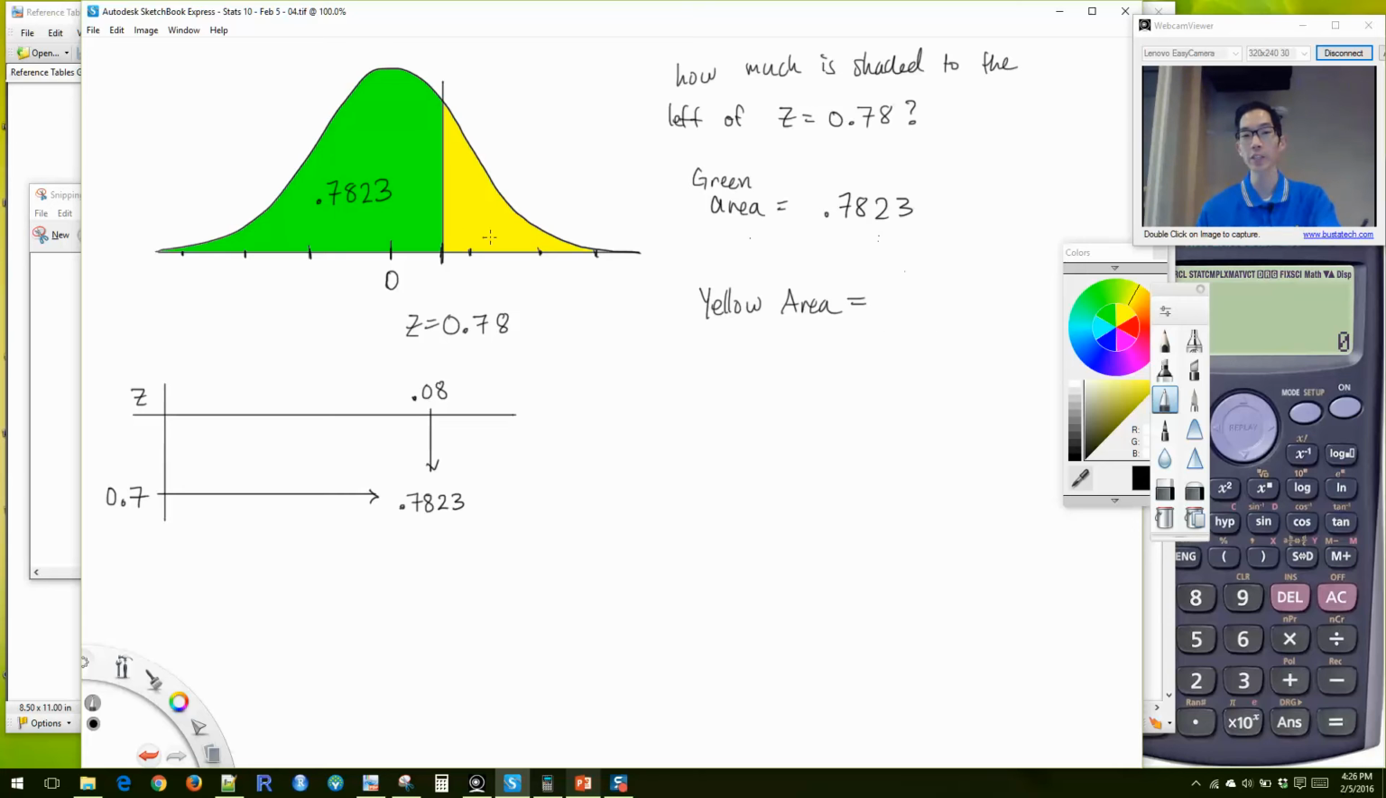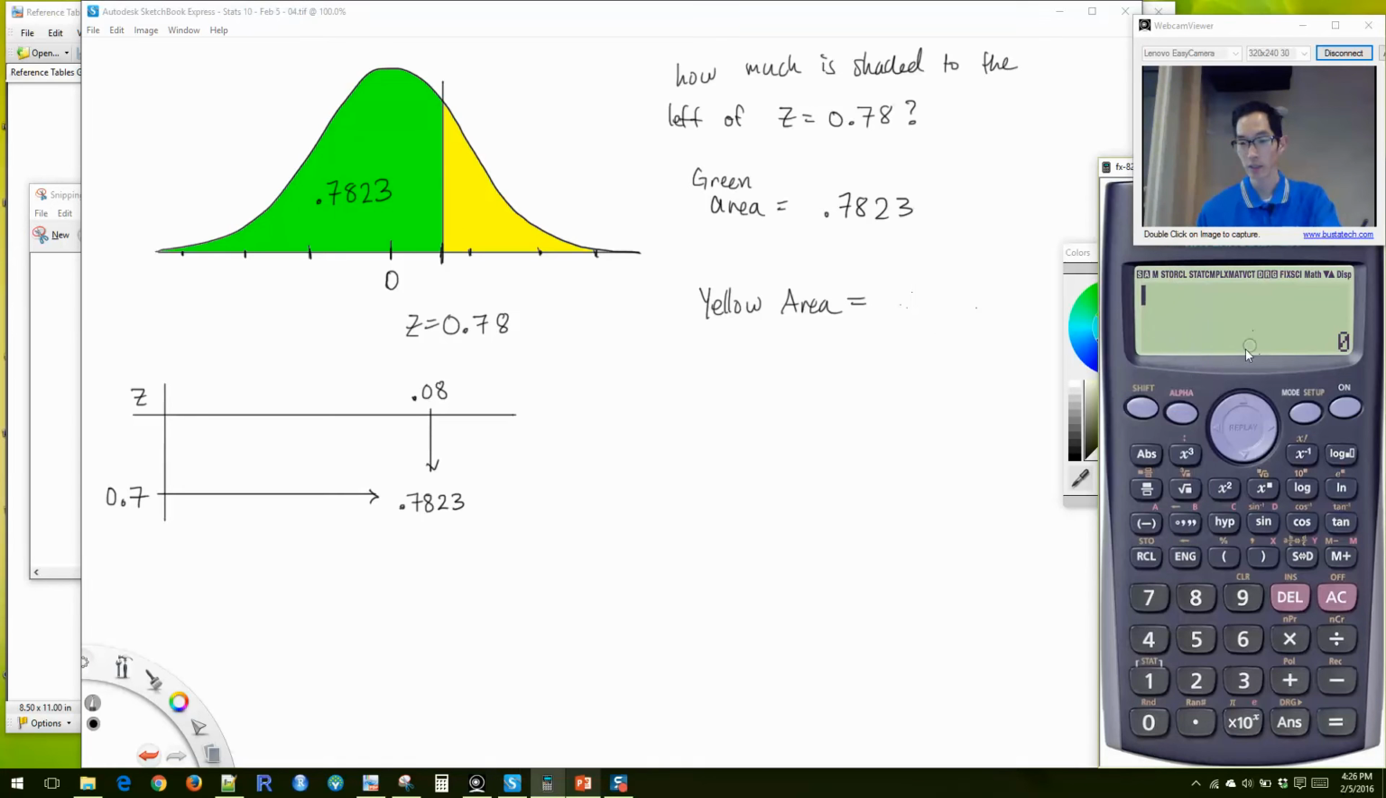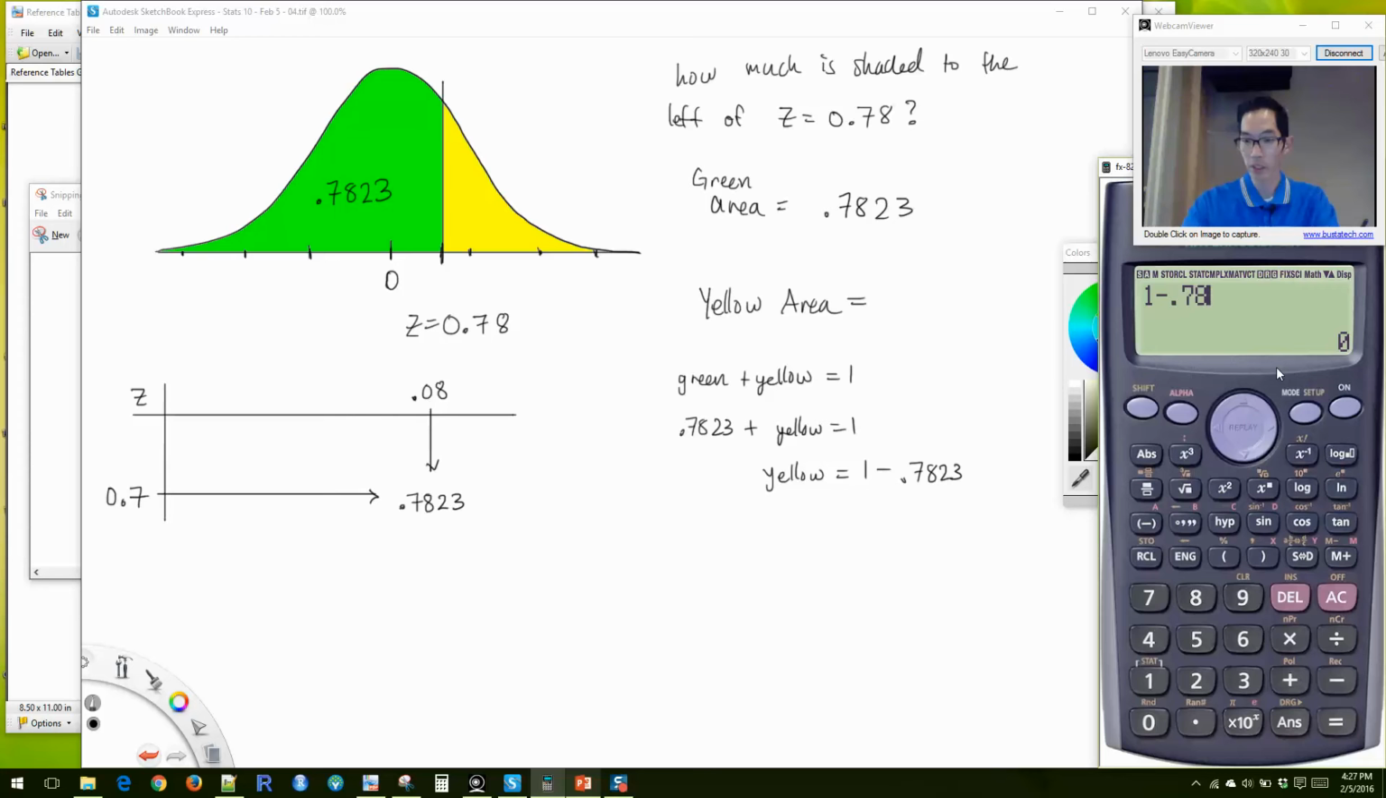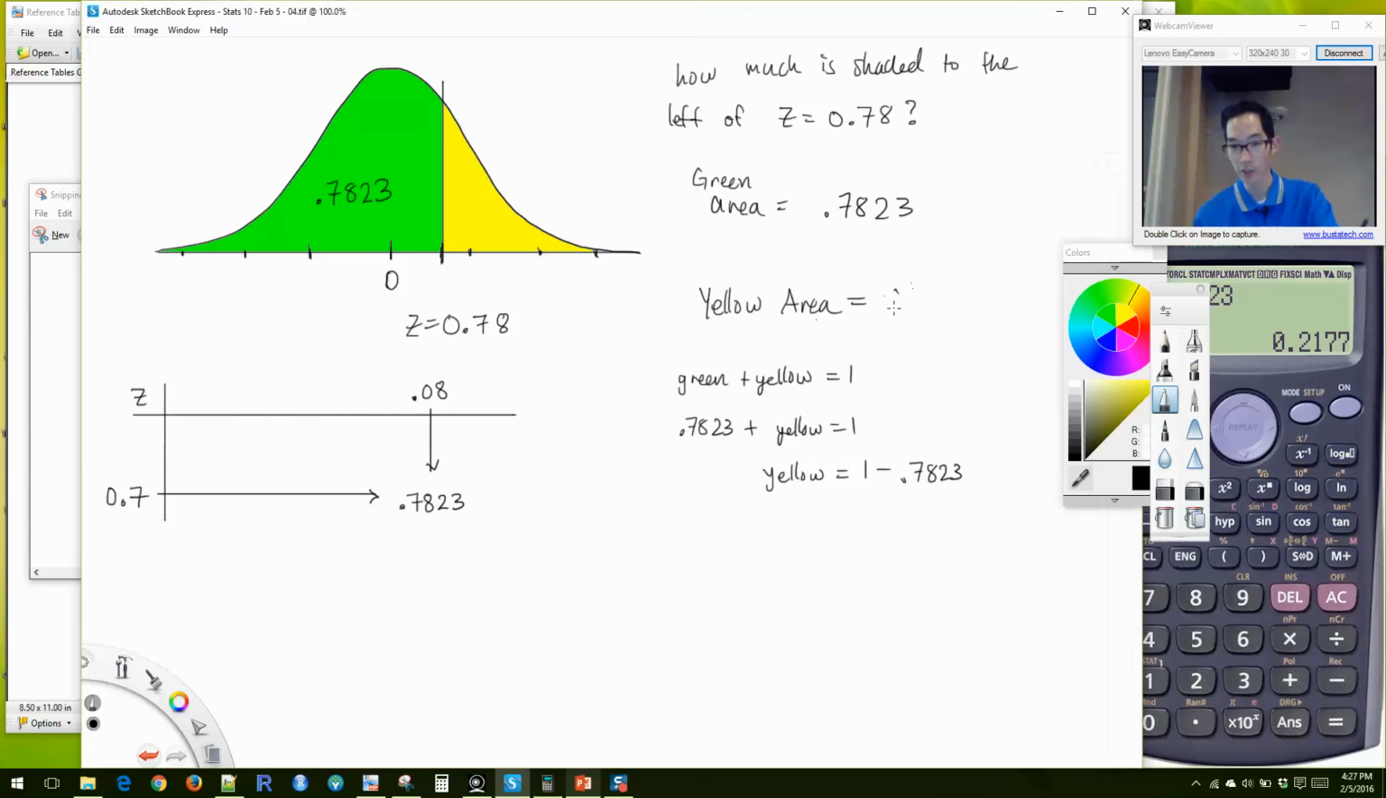Okay, well, how much do I have in yellow then? So what we do is we know the total area adds up to 1. So the green plus yellow must add up to 1. And we know that the green is 0.7823. So 0.7823 plus yellow must add up to 1. So we get the yellow equal to 1 minus 0.7823. A lot of you guys got that, and we have 0.2177. Is that okay? All right.